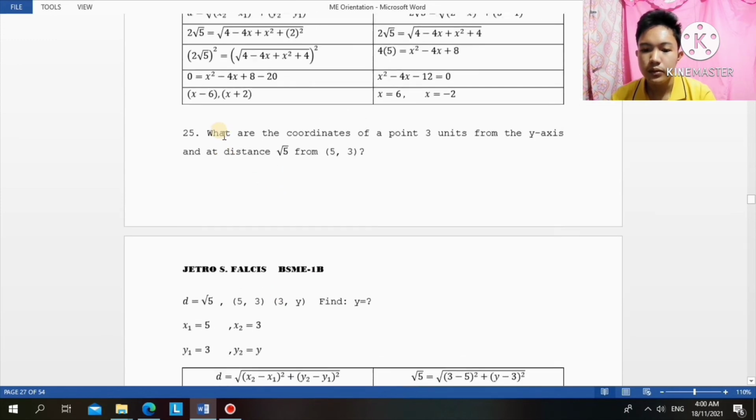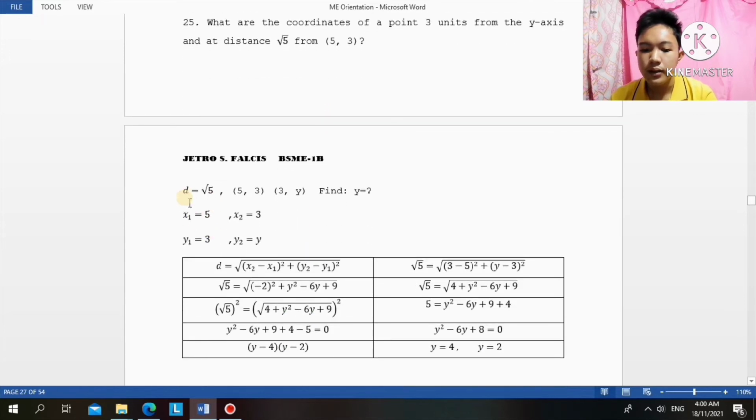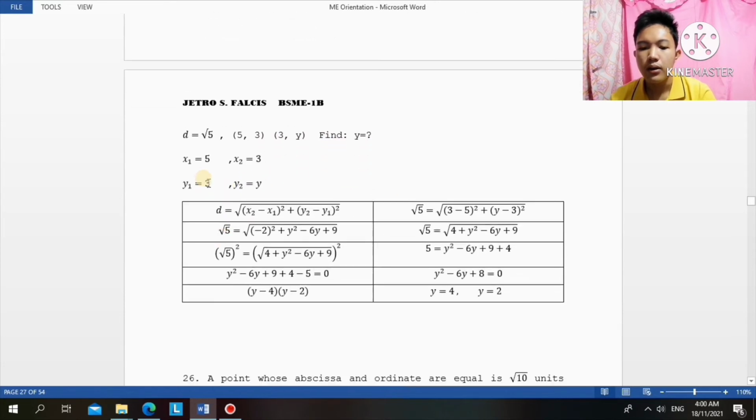Next problem, number 25. What are the coordinates of a point 3 units from the y-axis and at a distance square root of 5 from (5, 3)? Our given distance is the square root of 5, and our point is (5, 3), then (3, y). Since y is unknown, let's find y. Our x sub 1 is equal to 5, y sub 1 is equal to 3, x sub 2 is equal to 3, and y sub 2 is equal to y.